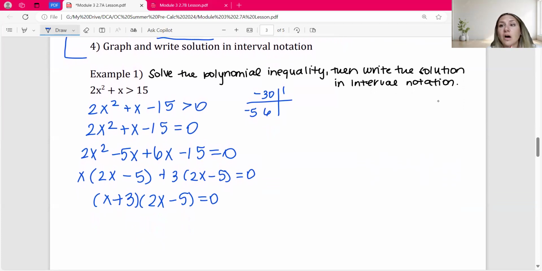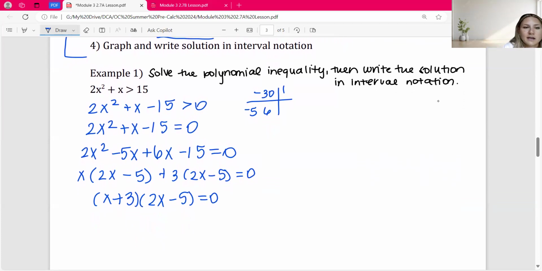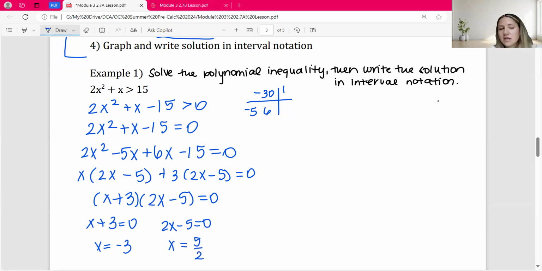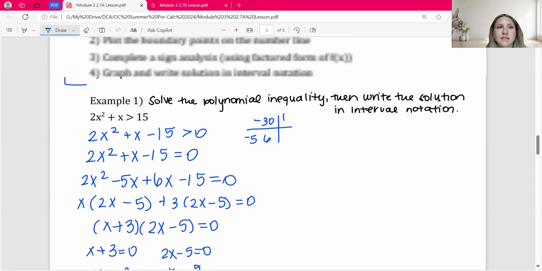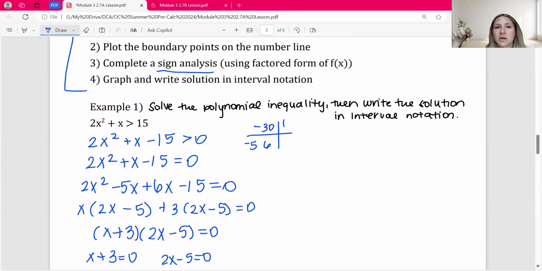I can solve this. I'm going to do the zero product property. We can set these both equal to 0. And I get x equals negative 3. And then I'm going to add the 5 and divide by 2. We'll get x equals 5 over 2. And so these are my boundary points. Those are my x-intercepts, okay? And now this is our step 2. We'll plot the boundary points on the number line.